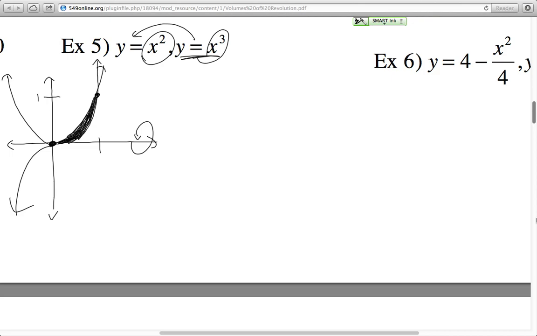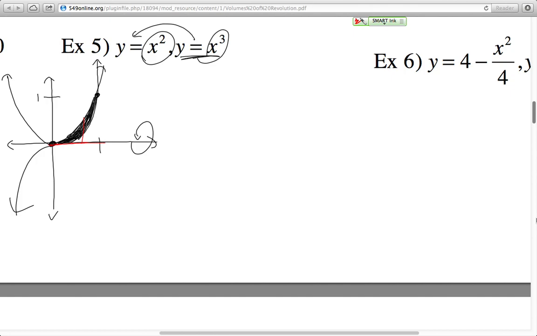So this is clearly a washer, because from here to here, we don't completely touch the axis of revolution. Here's our axis of revolution. Look at all this gap right here. So it's a washer, so there are 2 radii now for the first time today: an outer radius and an inner radius. Everybody see it? Now, the outer radius, you always measure from the axis of revolution to the furthest function away.